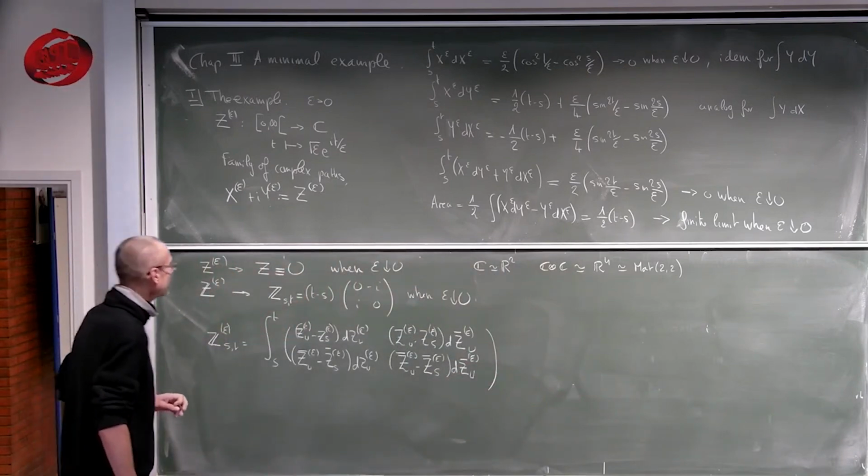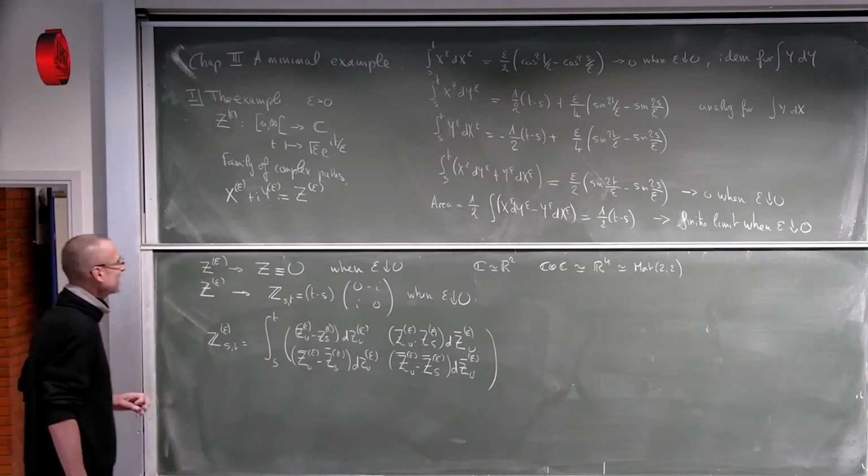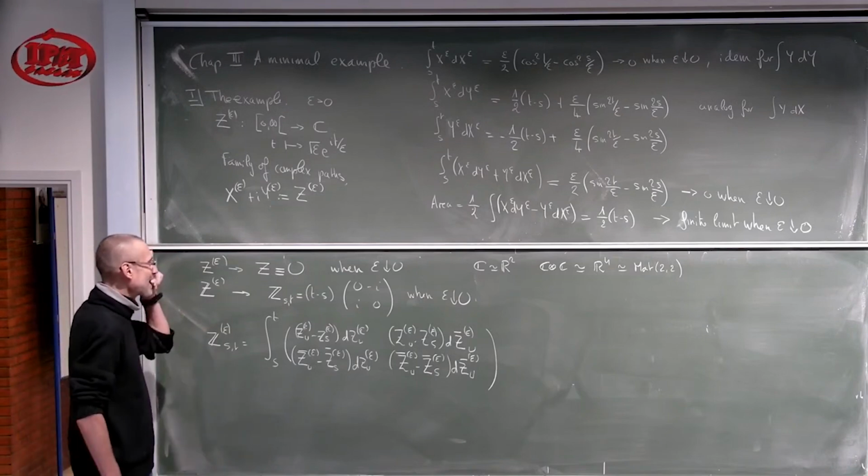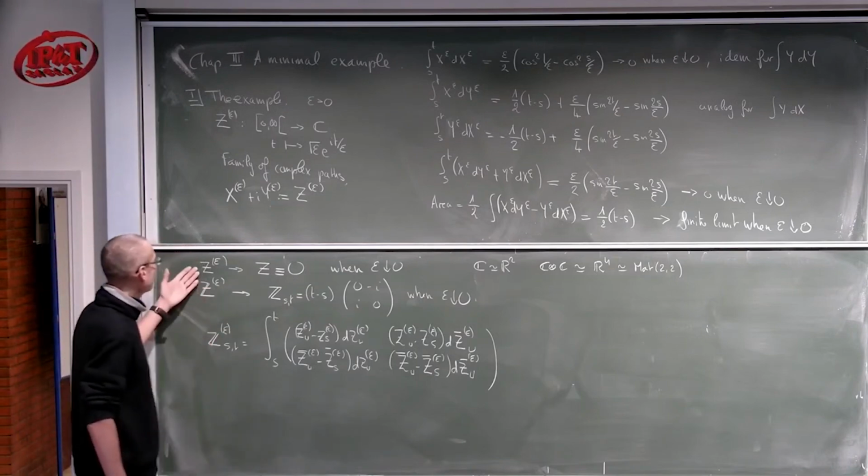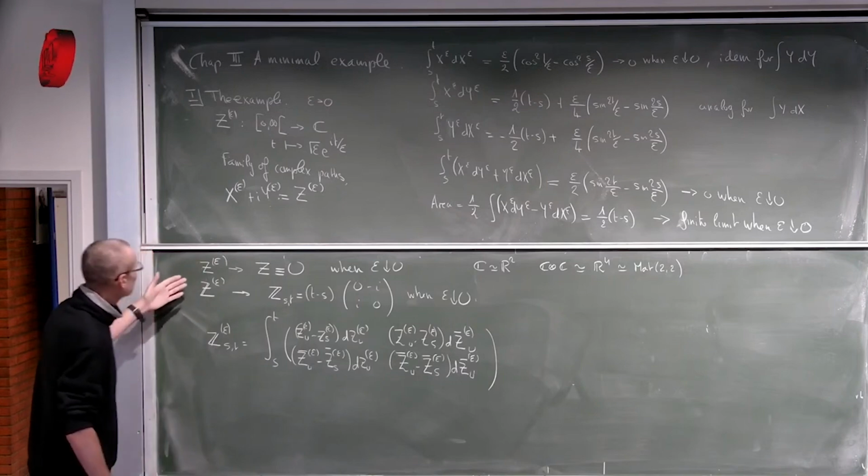So this is my object. And so you see, here is an example of a rough path. So you start with something which is smooth.